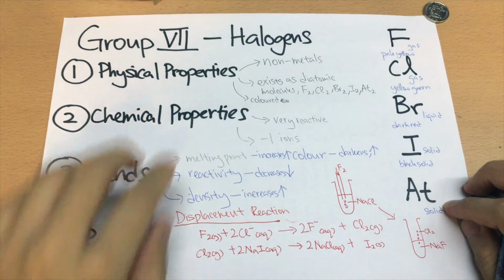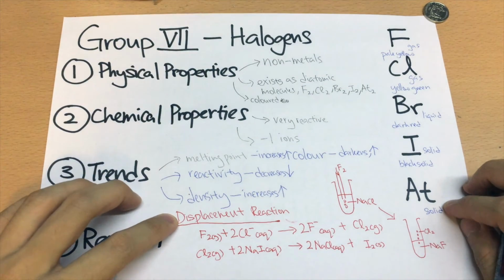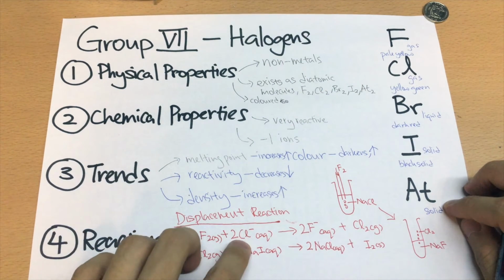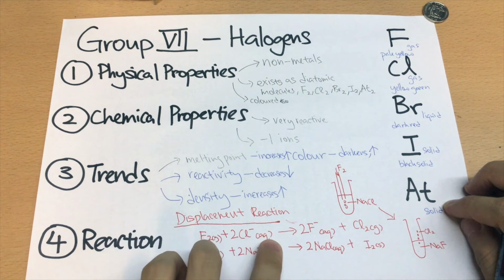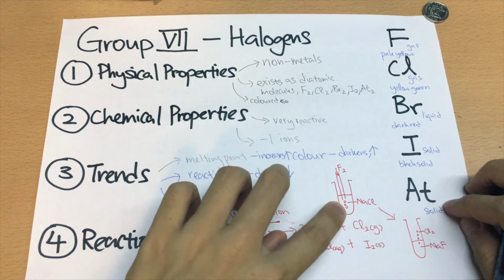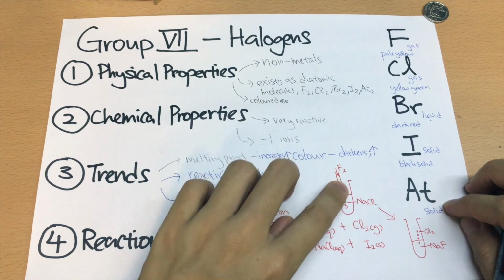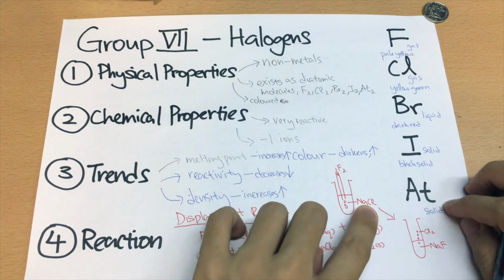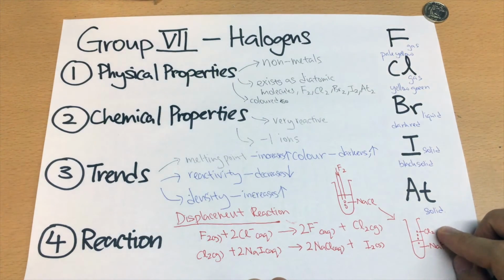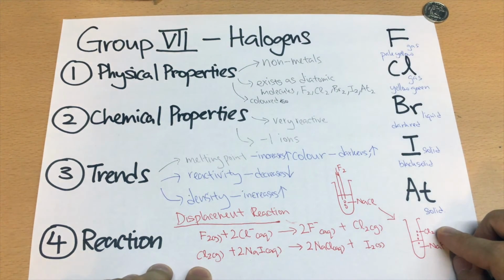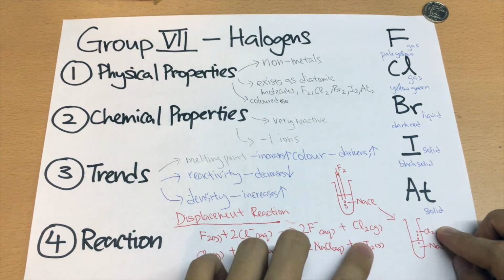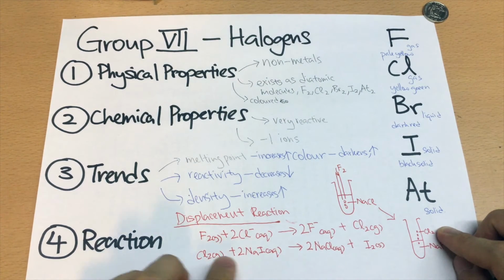The reaction that we need to know about halogens is known as the displacement reaction, in which the more reactive halogen will displace the lesser reactive halogen out of the solution. For example, if I were to bubble fluorine gas into a solution of sodium chloride, the fluorine gas will displace the chloride ion to form sodium fluoride solution and chlorine gas. If I were to bubble chlorine gas into sodium iodide, I will get sodium chloride and iodine solid because chlorine is more reactive than iodine.